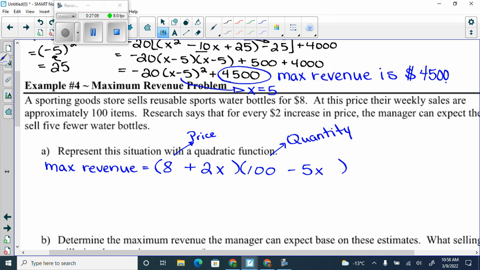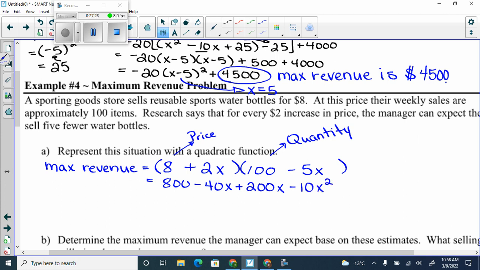Right? Our next step always is to expand. So we're going to distribute. So we're going to get 8 times 100, which is 800. 8 times negative 5, negative 40x. 2x times 100 is plus 200x. 2x minus 5x is negative 10x squared.